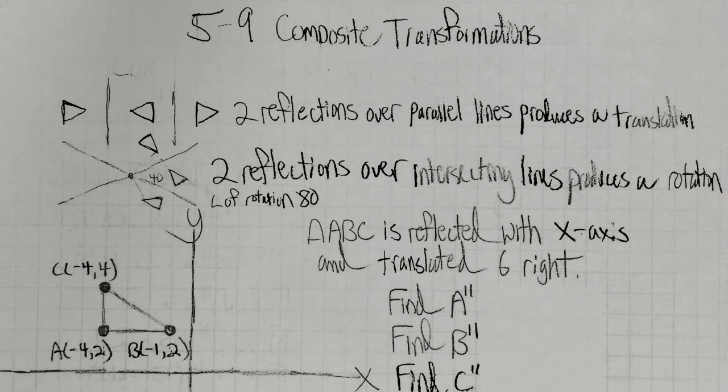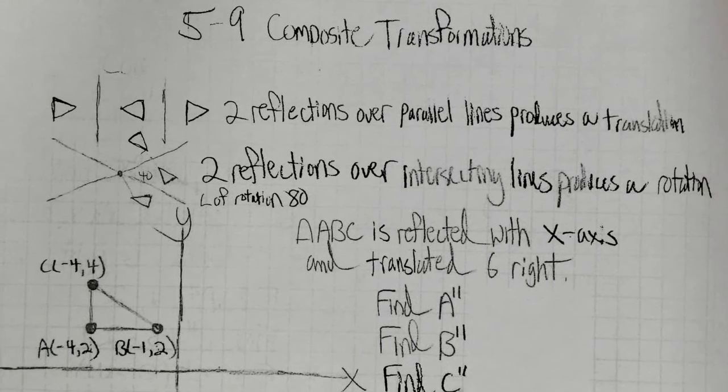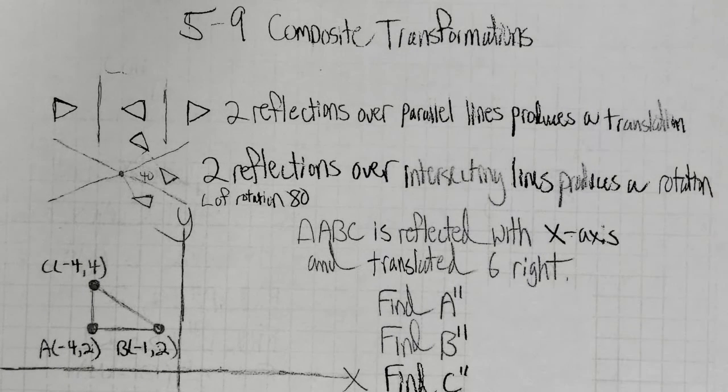All right, so here we are looking at section 5.9, and this happens to be the last section for unit 5. And the topic here is composite transformations. So what we're going to be studying here in this section is two transformations, right? So you will perform one, then you will perform a second transformation and put them together into one movement.